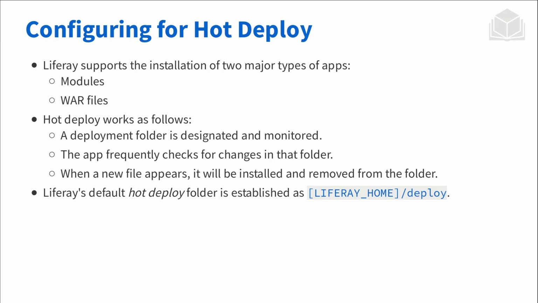Liferay has one folder that it always monitors, which is the so-called deploy folder. And the slide says the name is Liferay home/deploy. What's Liferay home? That's the root directory of your bundle, for example. It's typically one directory up from your application server. And physically, the default name for it is actually deploy. And any module, any WAR file that you drop there will be picked up by the runtime, deployed to the application server, provided there are proper permissions on the file system, and then removed from the deploy folder.